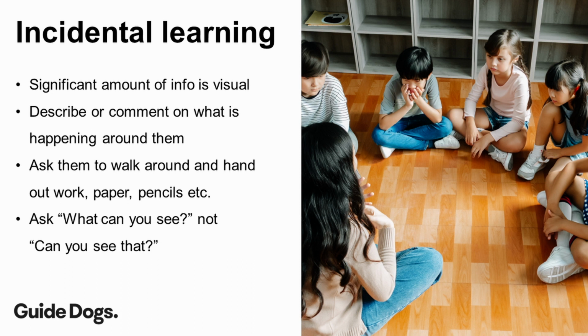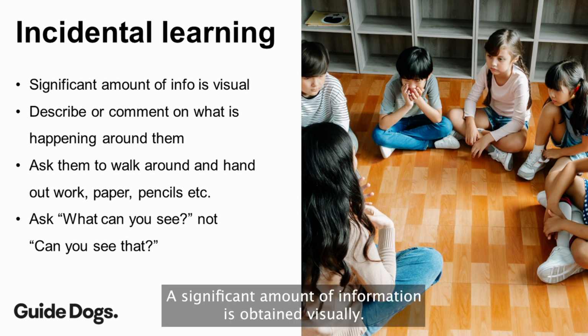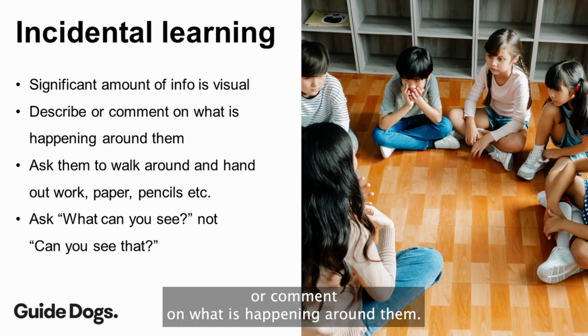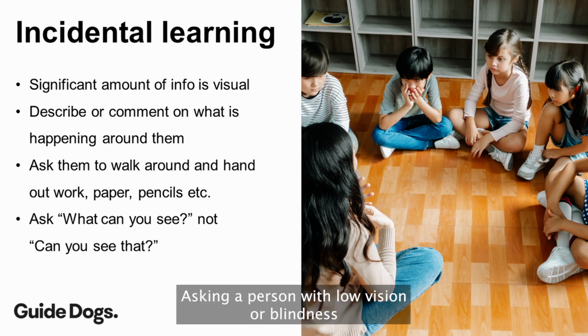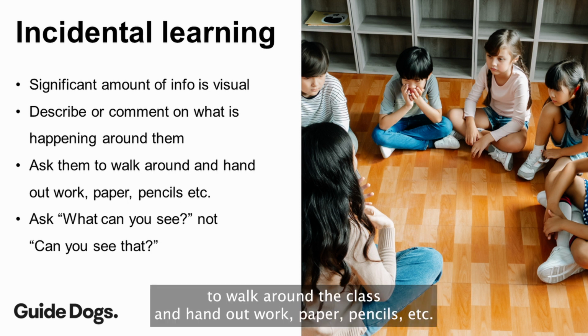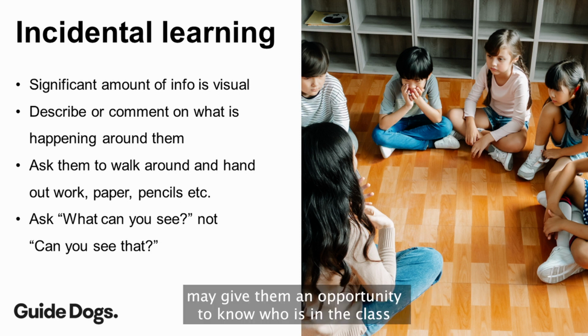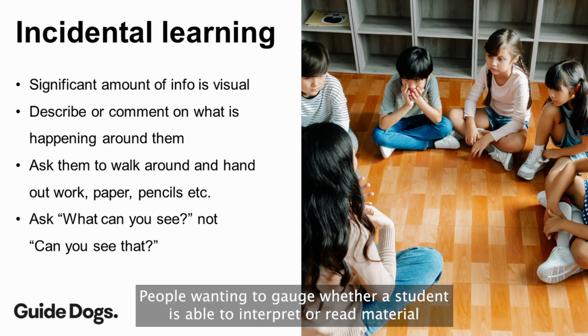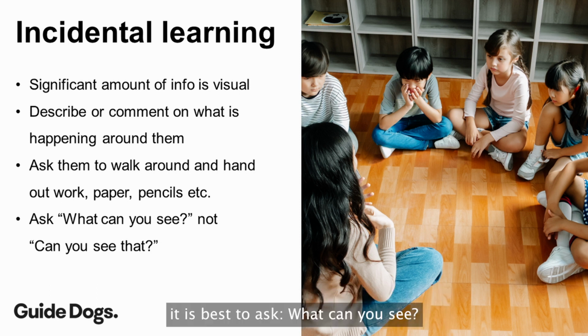Incidental learning. A significant amount of information is obtained visually. If the student's ability to gain visual information is limited, it is important to describe or comment on what is happening around them. Asking a person with low vision or blindness to walk around the class and hand out work, paper, pencils, etc., may give them an opportunity to know who is in the class and where their classmates are sitting. If you are wanting to gauge whether a student is able to interpret or read material, it is best to ask, "What can you see?"